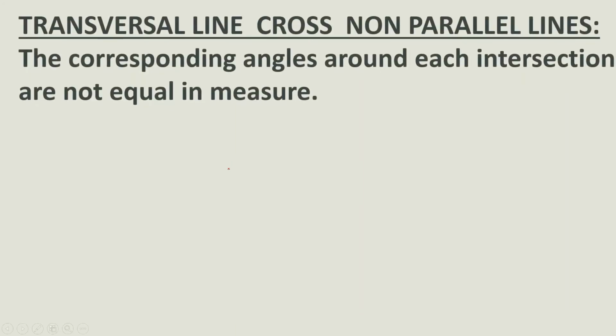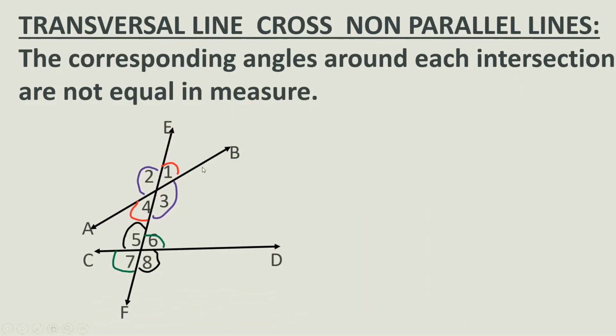Now let's learn about the transversal line crossing non-parallel lines. The corresponding angles around each intersection are not equal in measure. And here, in this figure, angle 2 and angle 5 are not equal to each other. Neither are angle 1 and angle 6.